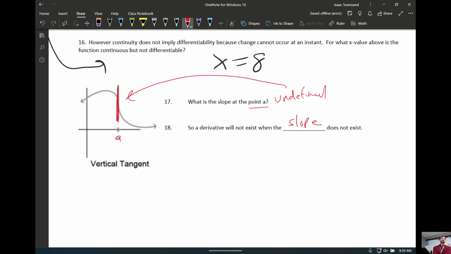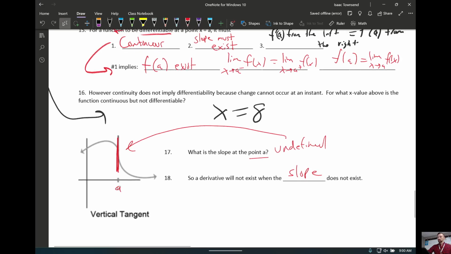So if there's a value that's not continuous, you can't take the derivative there. If you have a value that's a cusp, you can't take the derivative there. And the only other way you shouldn't be able to take a derivative is if the slope is undefined, then the derivative is undefined. Okay, you should go ahead and leave this out because you will want to refer to this a bit.